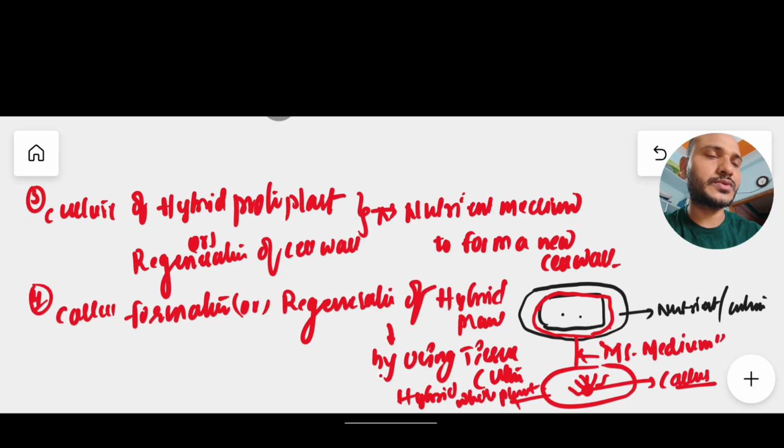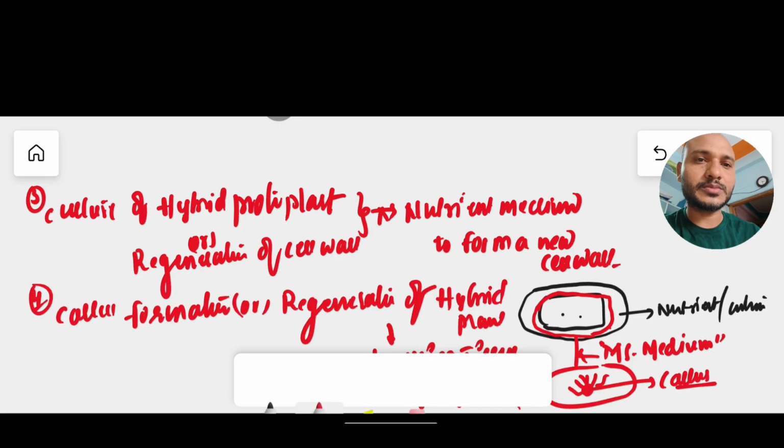So that is callus formation and regeneration of a hybrid plant by using tissue culture. Like that, we will get a complete plant of two different species. That concept is called somatic hybridization. There is one most important example here.